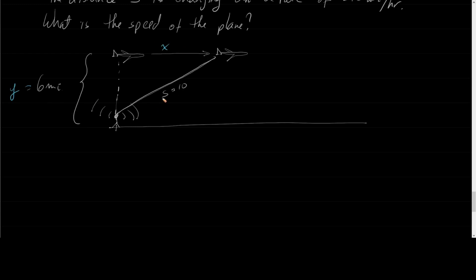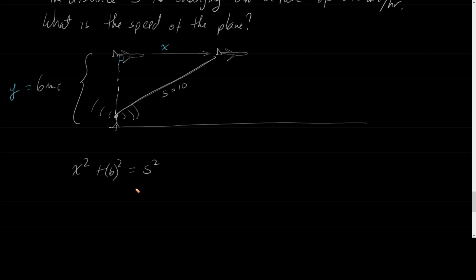Just like before, we've got a right triangle, and the way to relate the sides of a right triangle is using the Pythagorean theorem. So I'm going to start with the Pythagorean theorem. x squared plus y squared is equal to s squared. In here, what's actually changing? x is changing, y is not changing. So I can just think of this as 6 squared. s is changing, so I'm going to leave the variable.